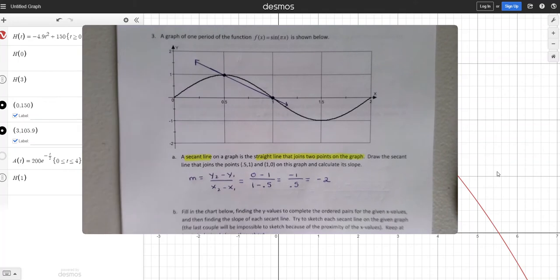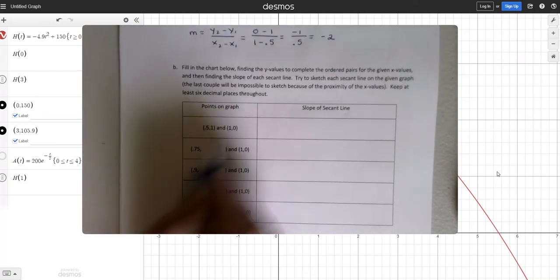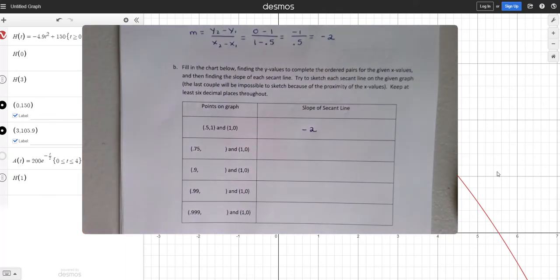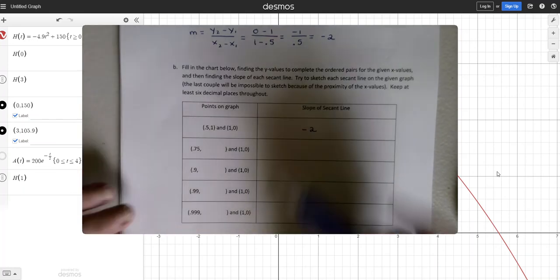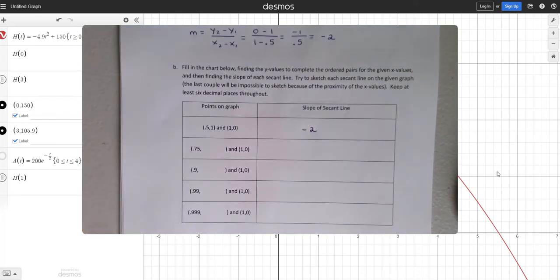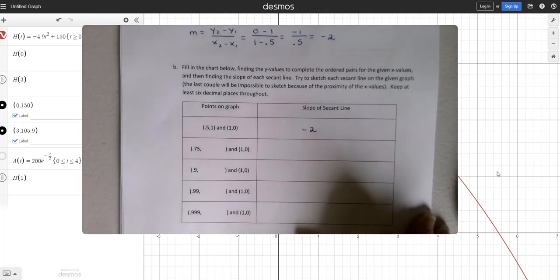All right, in the chart, you're just going to continue to calculate slopes of various secant lines. So the one we just calculated is here, and we got a slope of -2. That was the problem we just did. You are going to continue to calculate slopes of secant lines, and you'll notice that the ending point of the secant line stays the same every time. It's always going to be 1, 0. The starting point, however, is going to change. So in the next one, I want to start at x equals 0.75. So let's take a look at that.